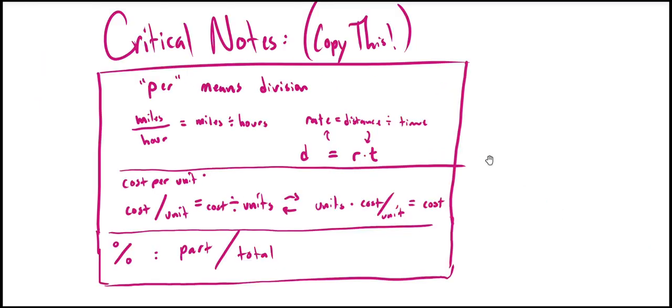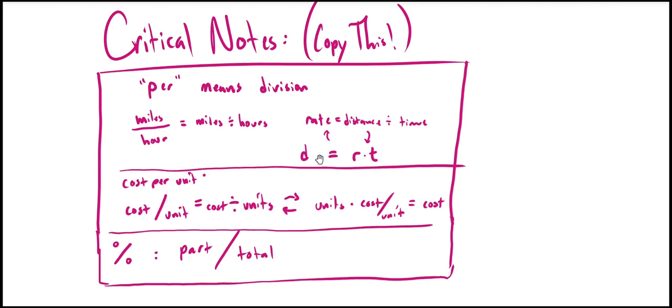So one last thing is I'd like you to copy this down as critical notes. Some sort of background information to all the problems that we looked at today is this usage of the word per. Now, per in mathematical terms means division. When you say miles per hour, you're talking about the total number of miles divided by the total number of hours. And if you can remember that, you can actually remember the distance equals rate times time equation, because rate is miles per hour, or distance per time, is distance divided by time.